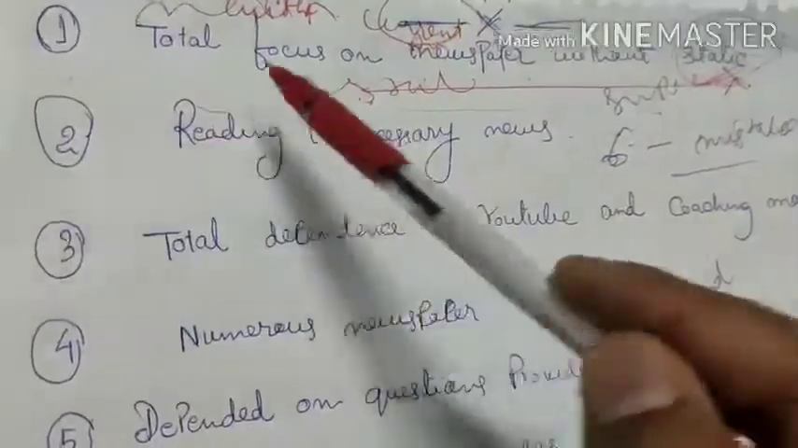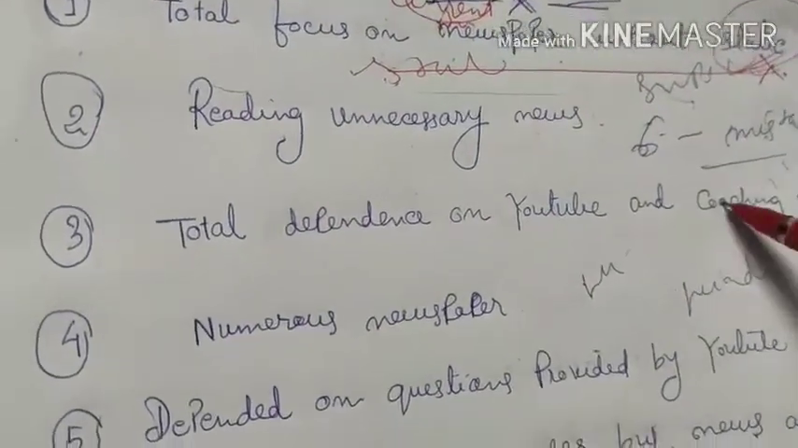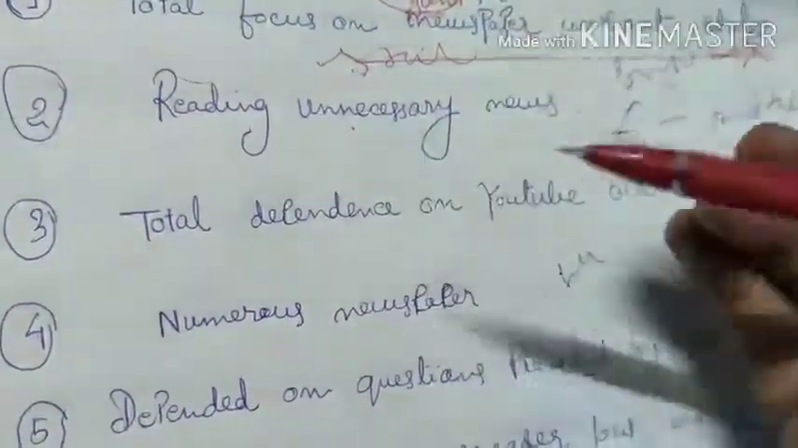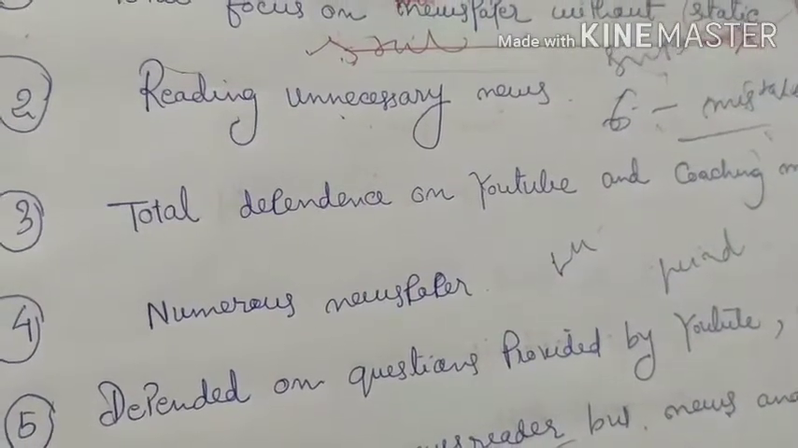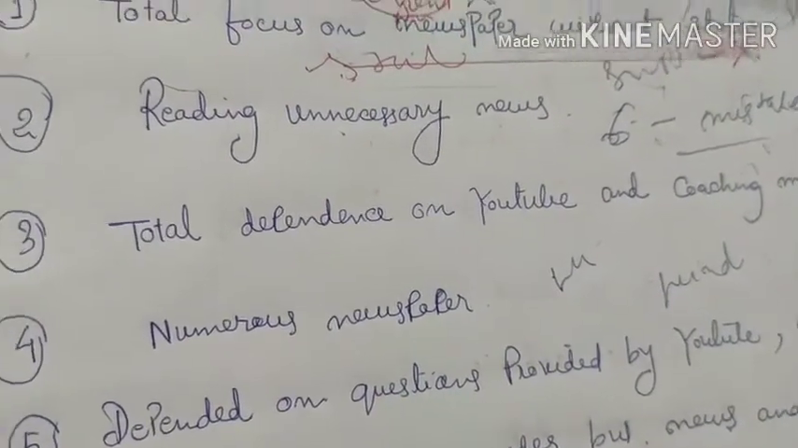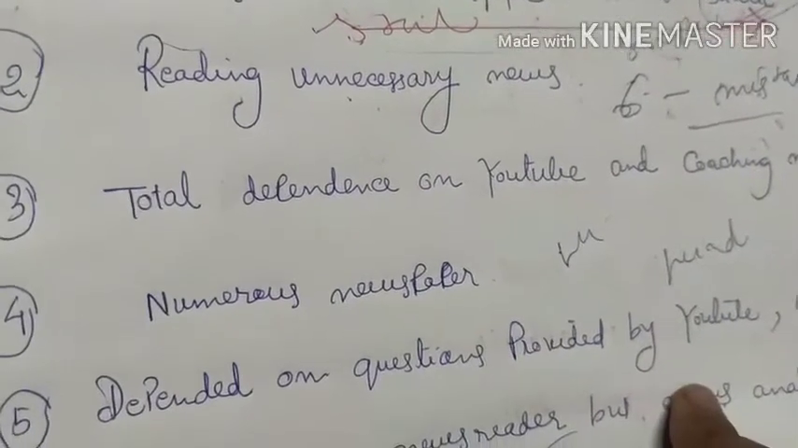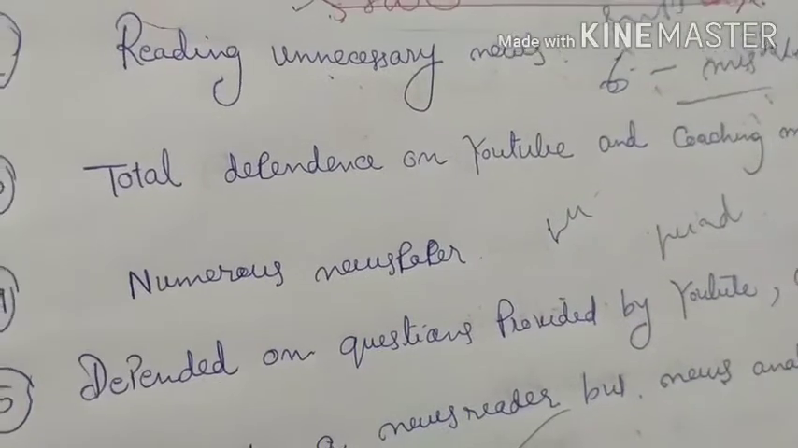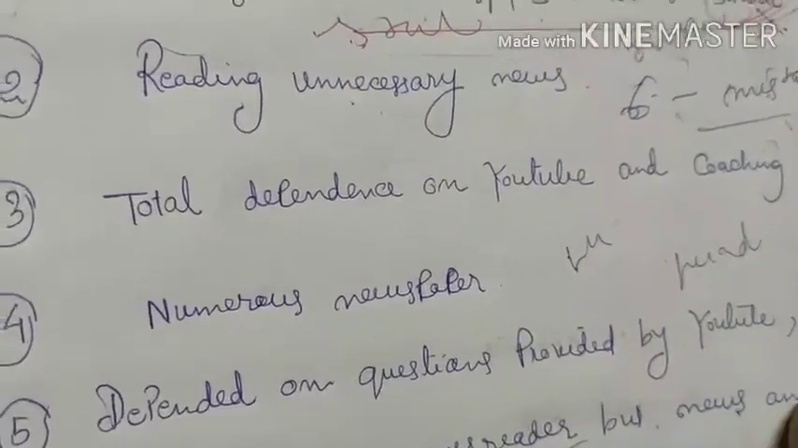Mistake number 2 is reading unnecessary news. This is very important. Recently, I saw a YouTube channel that brought up the reference of an Ekta Kapoor serial. The question here is, if you read everything from Ekta Kapoor's serial to the Sushant Singh Rajput suicide, then you can keep UPSC aside. You will not be able to clear even a very simple current affairs exam.